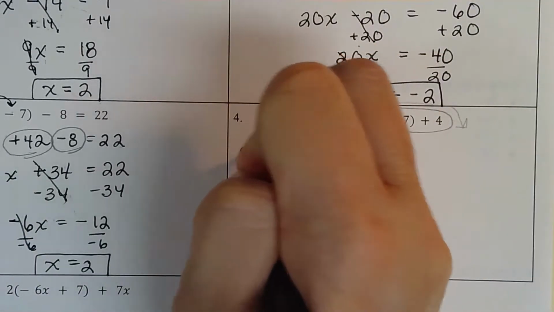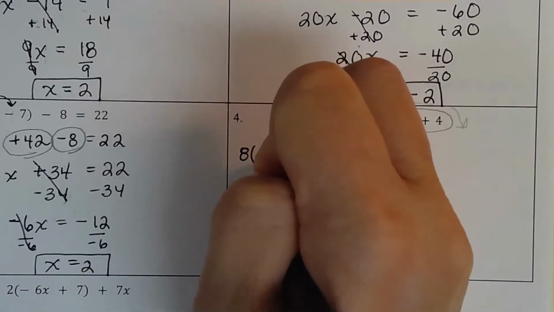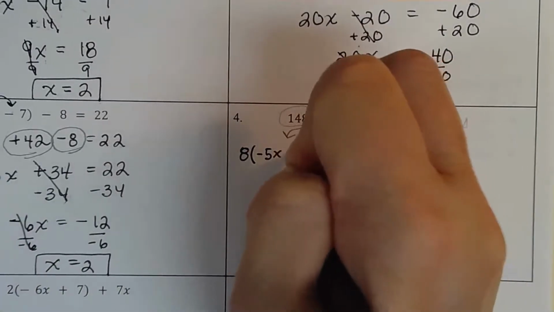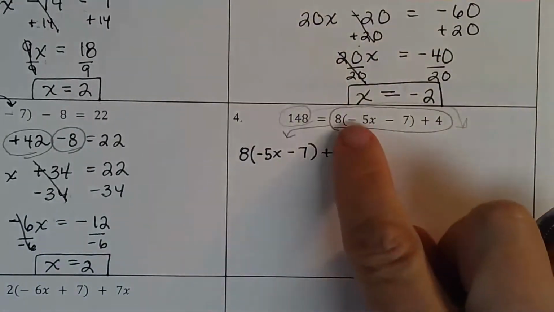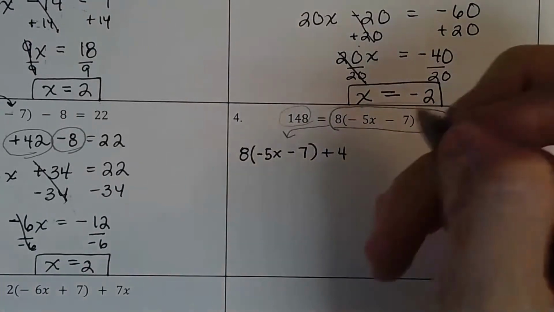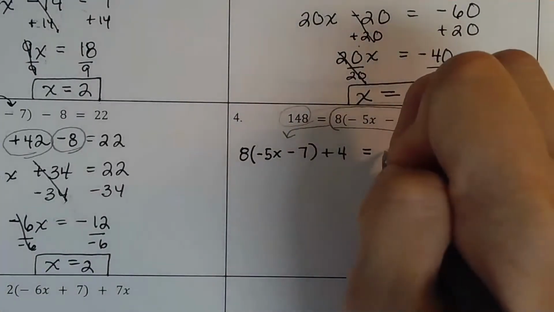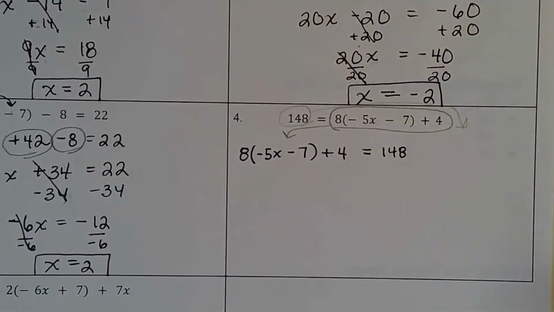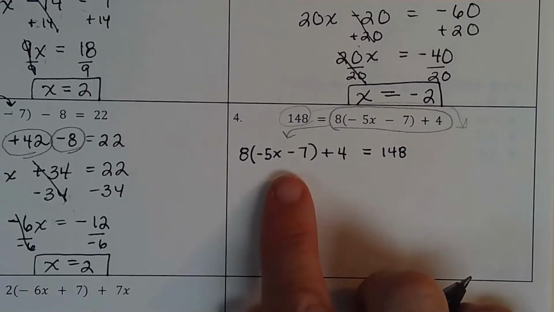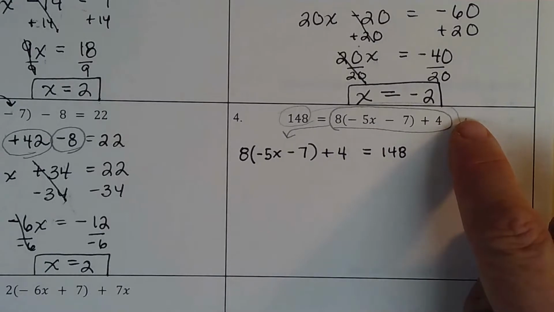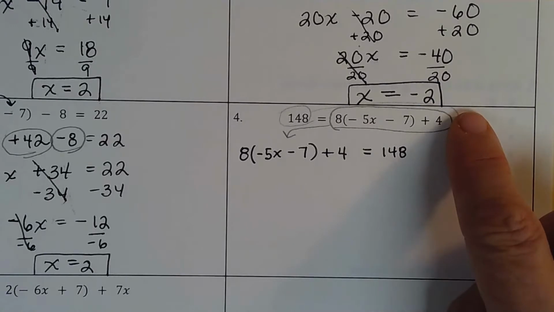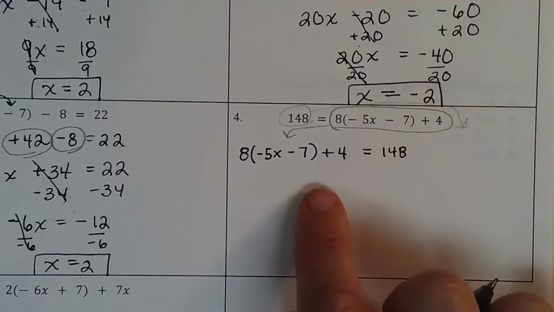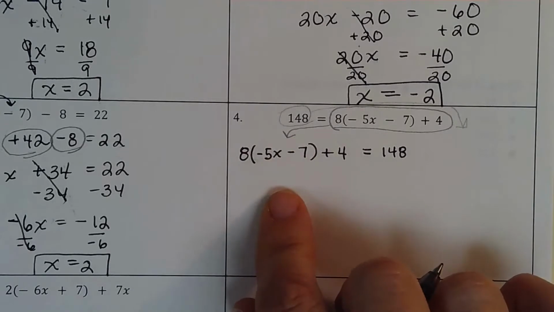So we have 8, negative 5x, minus 7, plus 4. So again, I wrote it exactly like it's written. Then I'm going to put my equal sign, 148. Now this problem looks similar to the problems that we have been solving. Most people prefer to have the variable over here on the left-hand side. You can solve it the way it's written originally, okay? There's nothing wrong with solving it that way. It's just more challenging, okay? That's why I'm giving you the advice of rewriting it.